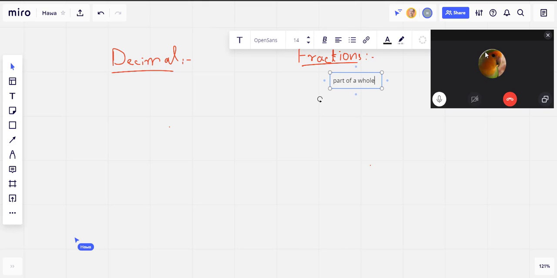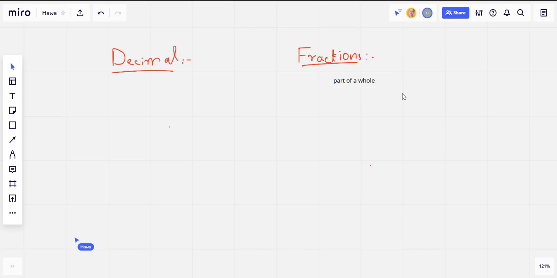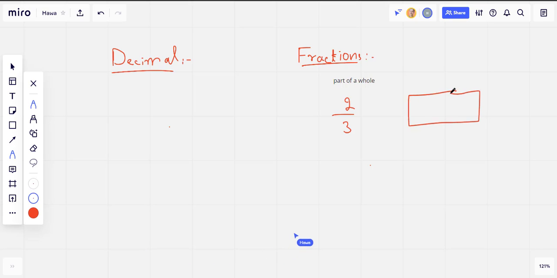Now, an example of part of a whole can be, let's just say, 2/3. Now, 2/3 of something. So let's say there is one whole of something, and then we split that, distribute that into 3 equal parts, and then we take 2 parts only. So that is the 2/3, like 2 parts out of 3 of the whole thing. So that is the concept of fractions. We have worked on that already.